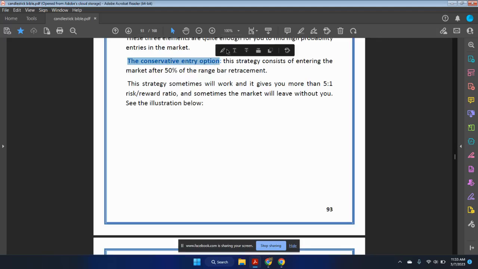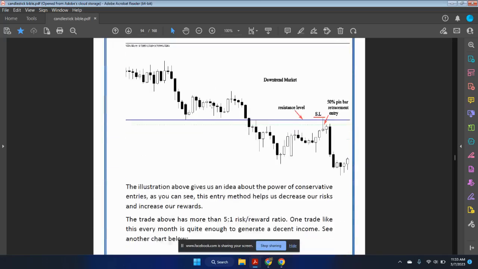Conservative entry option. This strategy consists of entering the market after 50% of the range bar retracement. This strategy sometimes will work and will give you more than 5-to-1 risk-reward ratio, and sometimes the market will leave without you. See the illustration below.